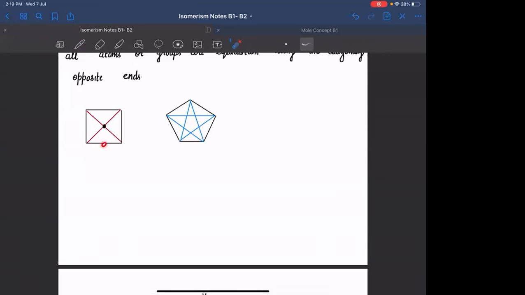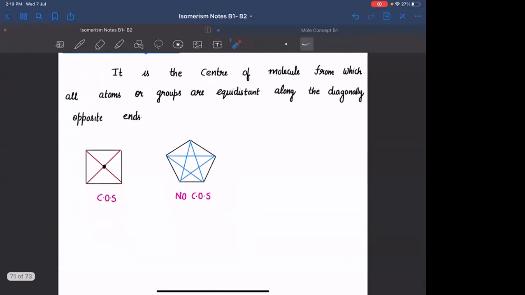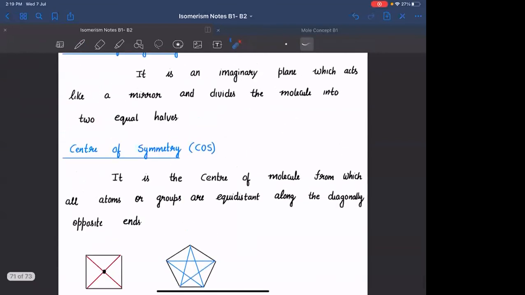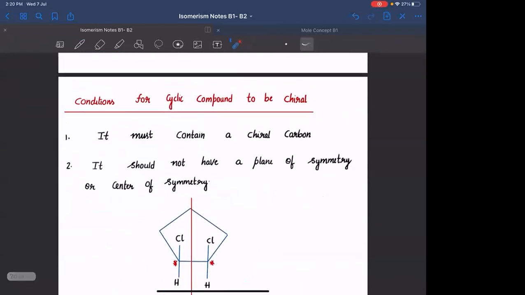No. Unlike in square. Square में क्या हुआ? All the body diagonals are intersecting at a common point. So the square will be having center of symmetry. Okay. COS. If you are having pentagon, there is no center of symmetry. So whenever you have a ring with 5 carbons, no need to check for center of symmetry, because there will never be center of symmetry for a 5-membered ring.